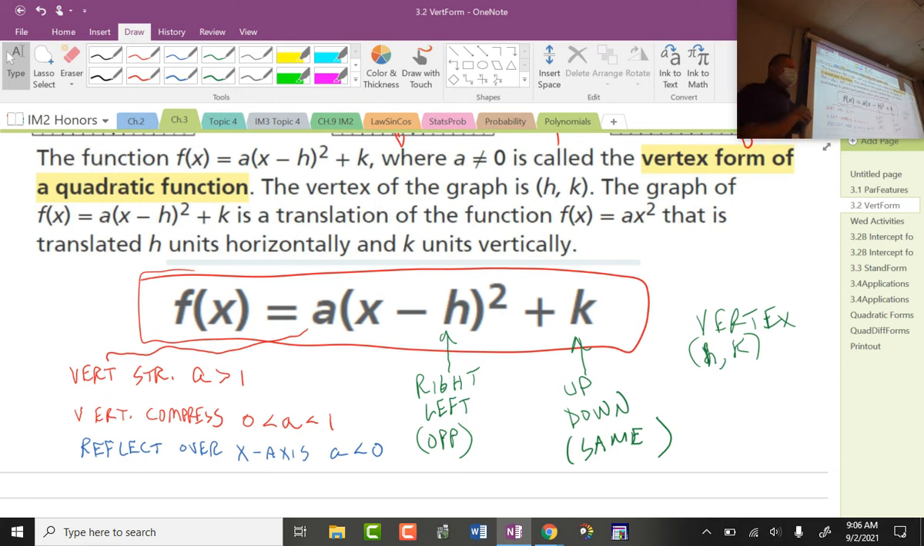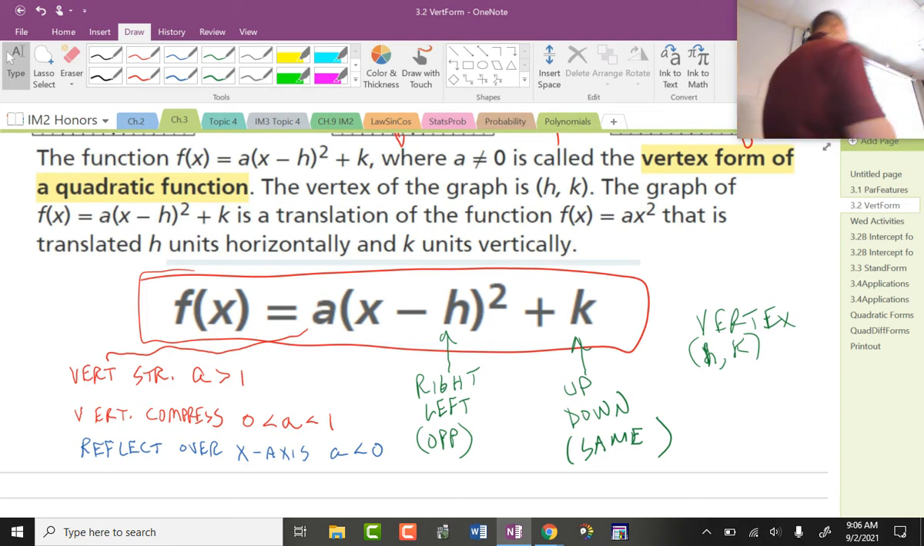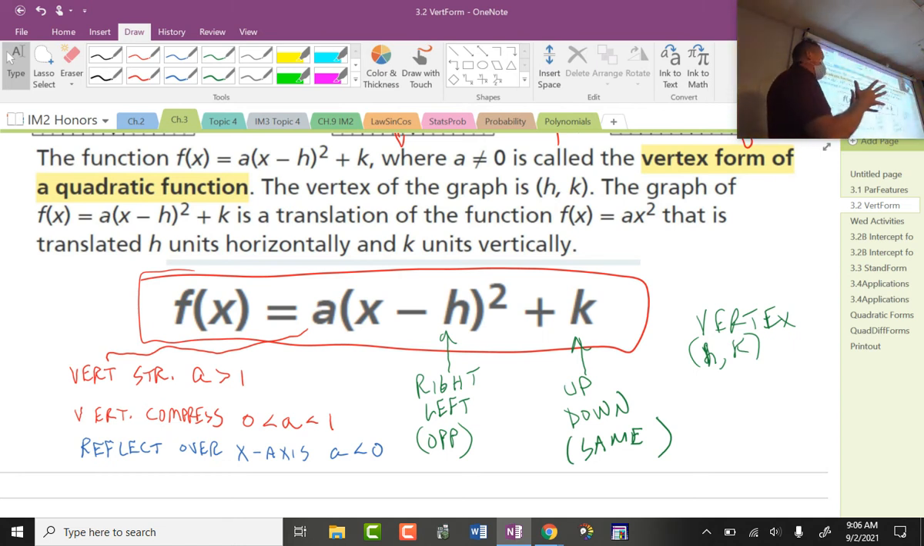And I'll take the word flip. That's fine. Flip over the x-axis. I'll probably say that more than I say reflect. Okay, so flipped over the x-axis if it's negative, and then you have to analyze if, after that, it's a stretch or a shrink? Negative has nothing to do with stretch or shrink. Nothing. And then this is what we just did.